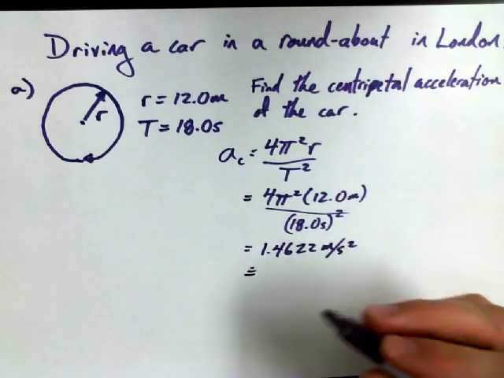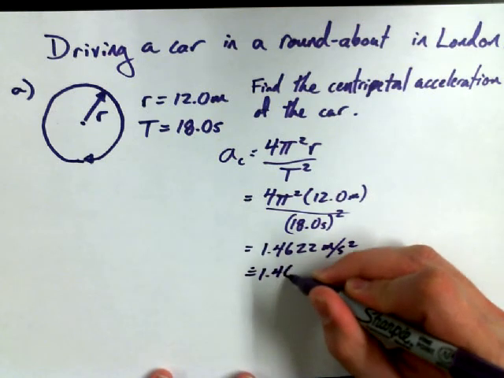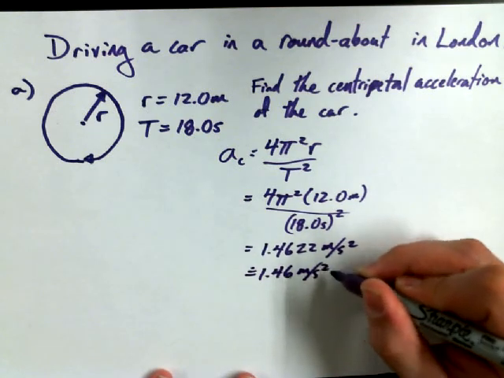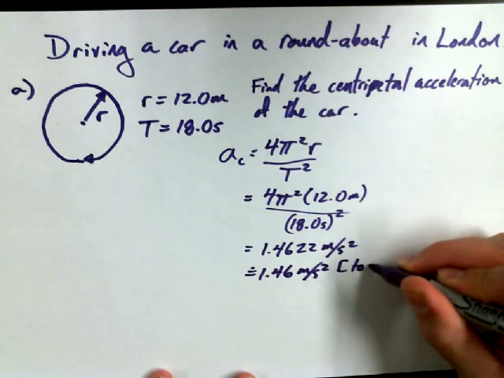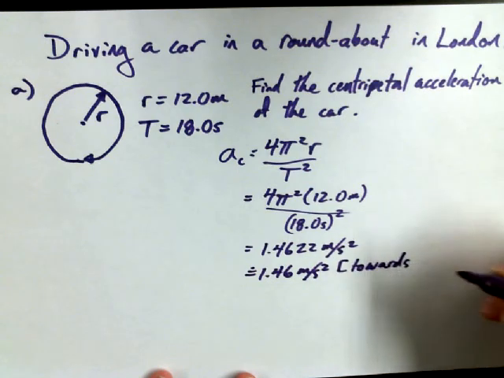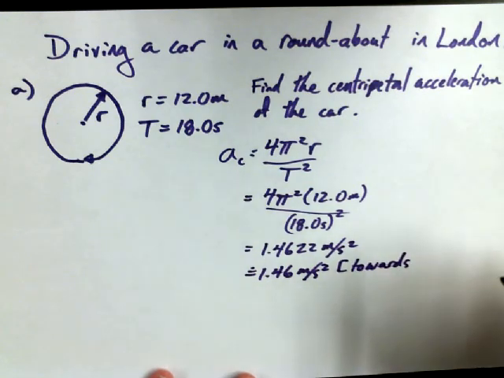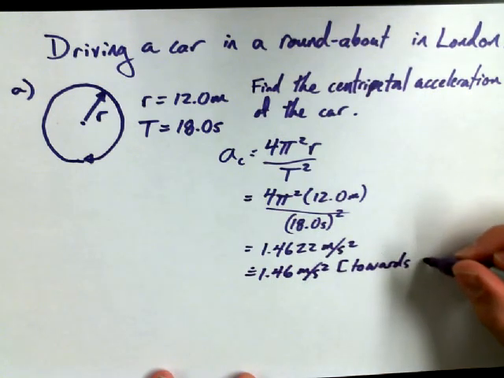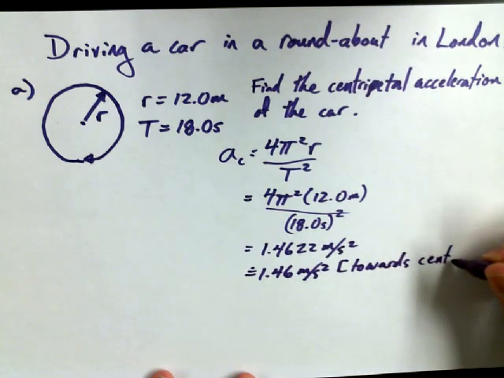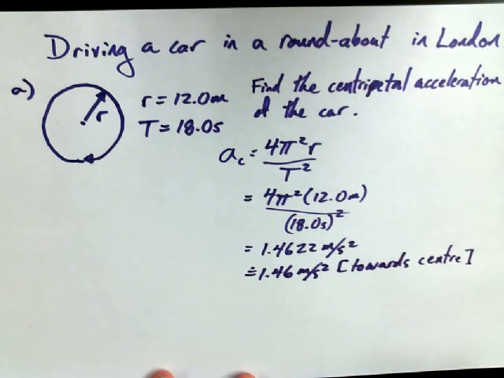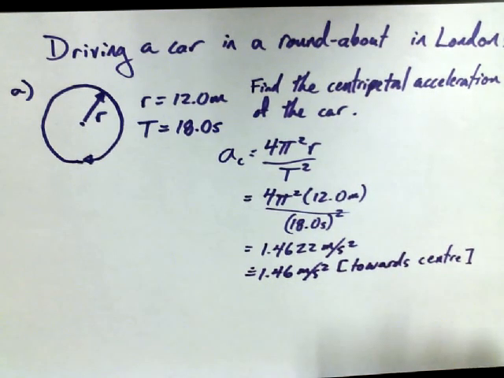So let's round this off to 3 sig figs. 1.46 meters per second squared. And again, if you want to, you can say towards the center, and so this addresses your question about direction. Since the direction for the centripetal acceleration is always changing as the instantaneous velocity changes, it's kind of hard to say south. So we just say towards the center. We have to define that as a directional reference, just for the acceleration.